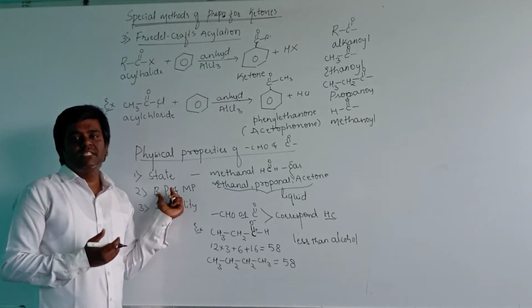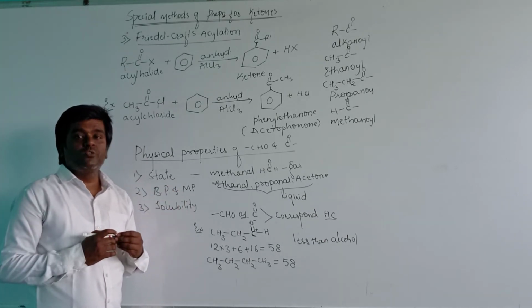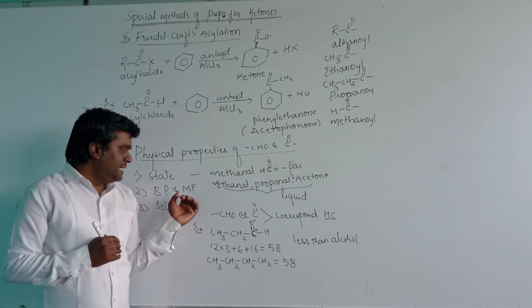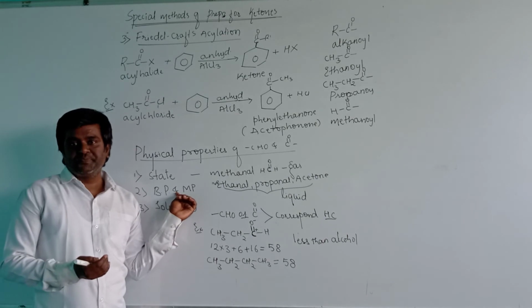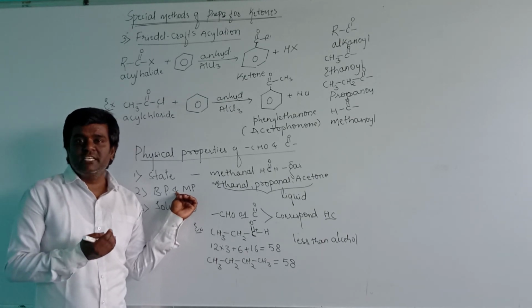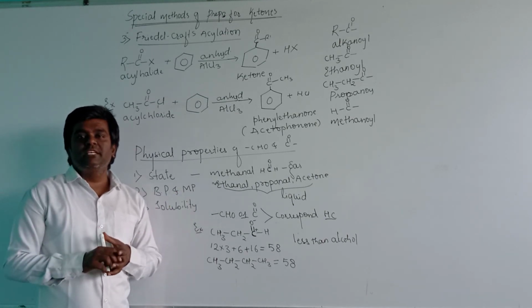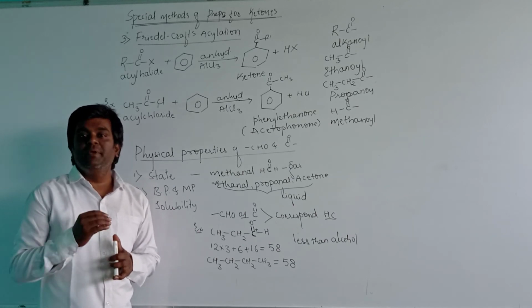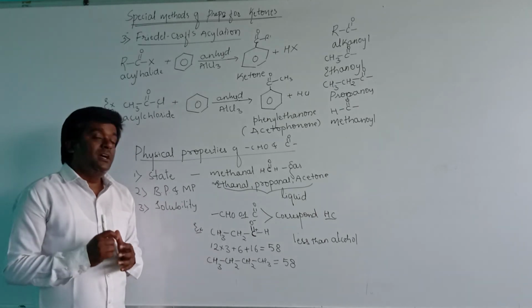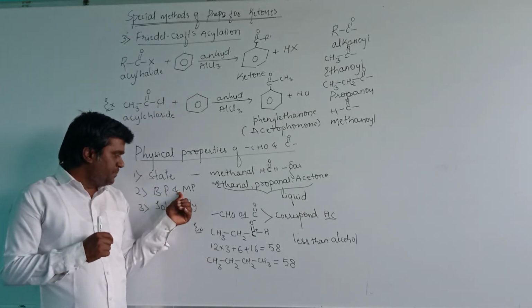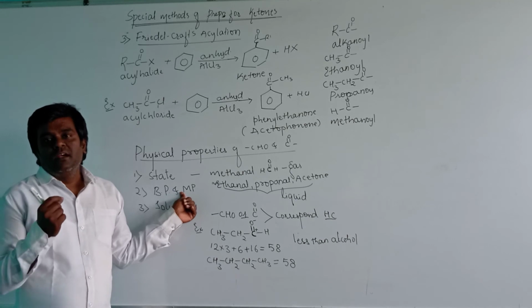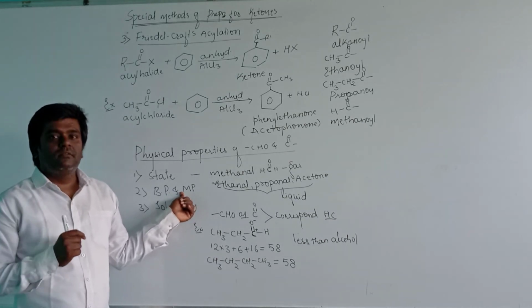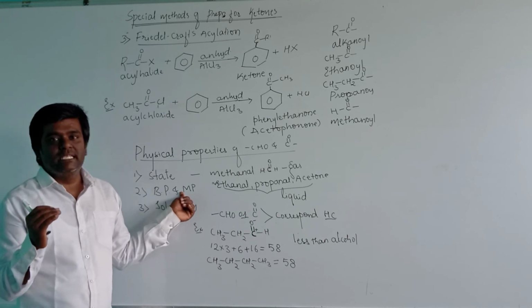Generally, an increase in the number of carbon atoms or molecular mass will increase the bp and mp. An increase in the number of carbon atoms increases the surface area and increases the van der Waals force of attraction, and ultimately increases the mp and bp. The next point is that when the branches increase, the bp and mp will decrease.